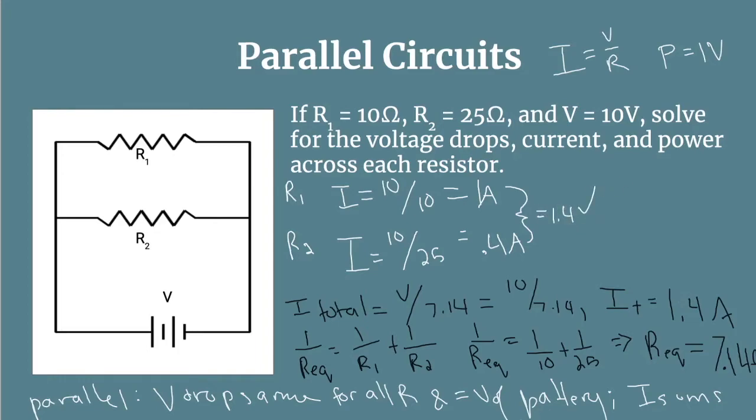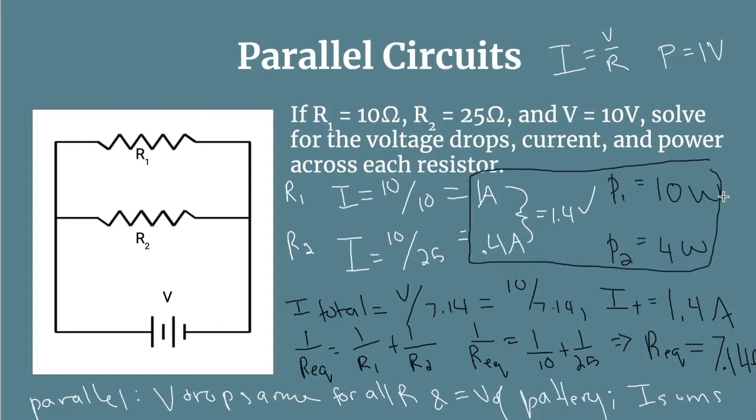So that checks out. Now let's just follow the same basic procedure for power, multiplying I times V. And for this one, we will get 10 watts, and for P2, we will find 4 watts. So again, a pretty basic procedure, but it can get a little bit messy. Luckily, there are strategies that make solving circuits much easier, so let's take a look at those.